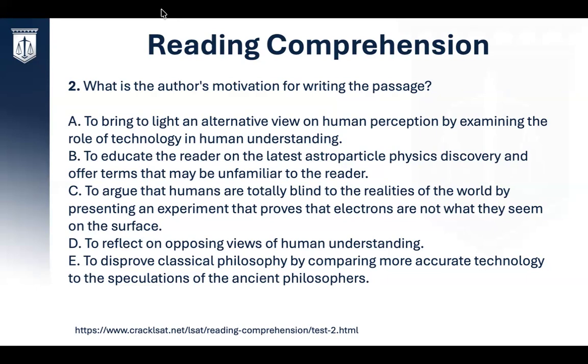E, to disprove classical philosophy by comparing more accurate technology to the speculations of ancient philosophers. Well, the author never says classical philosophy is wrong or directly attempts to debunk it, right? It uses the classical model of observation, unbiased observation, as a lead-in to teach this lesson about observation.